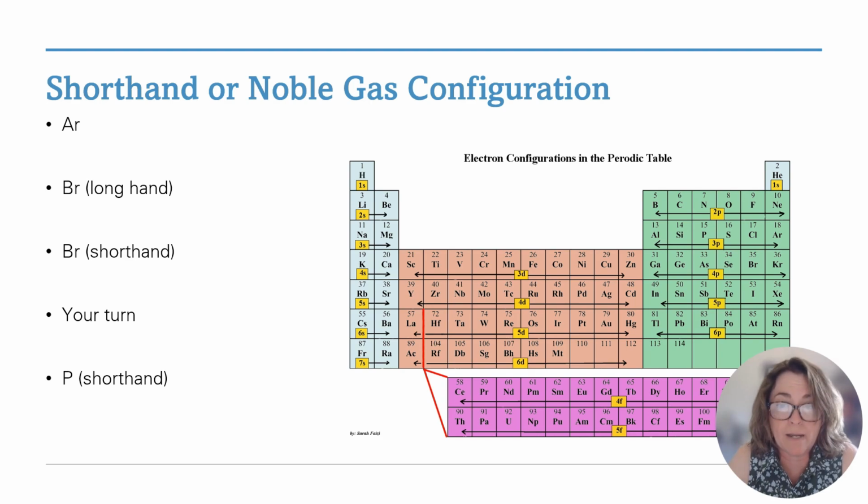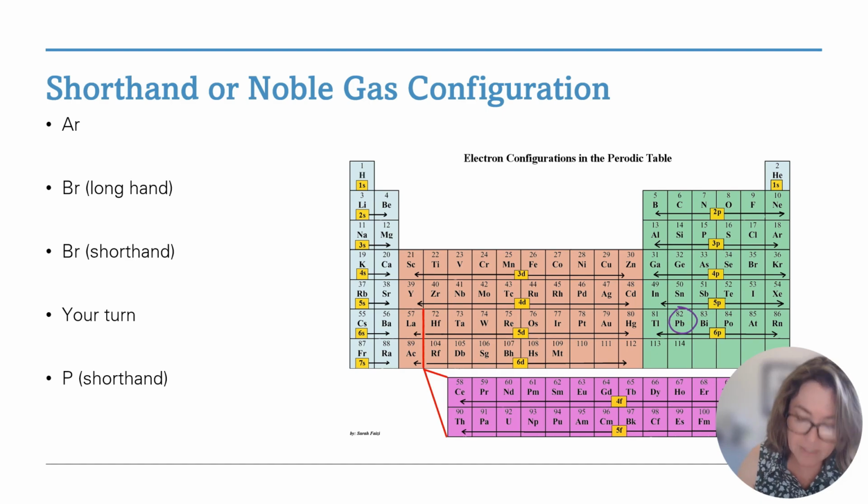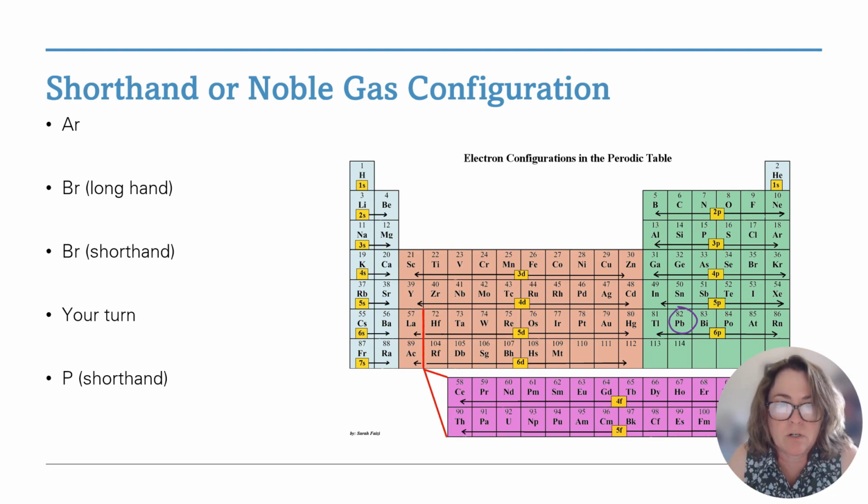Now, you saw when we did iron, it was a lot of writing. Can you imagine if I asked you to do something like lead? 82 electrons, starting from hydrogen, working my way through to do the electron configuration. It's a lot of writing. Generally, we're not super concerned about the innermost electrons. We're really concerned about those outermost electrons. That's where all the chemistry happens.